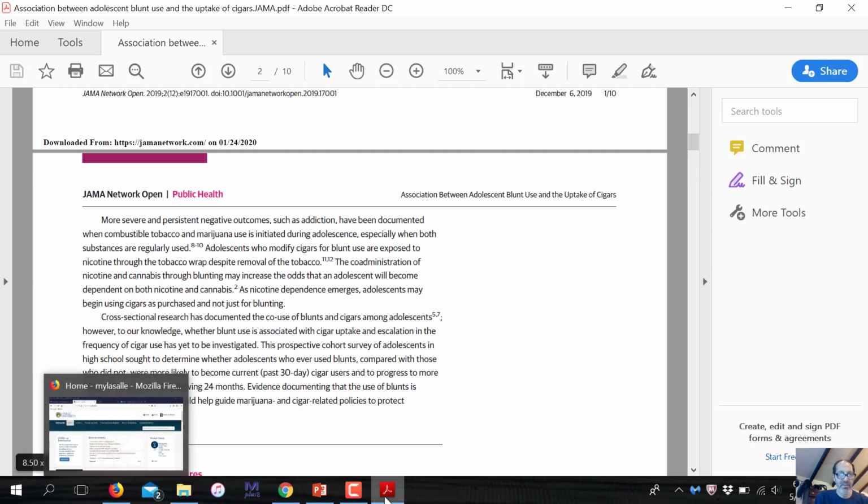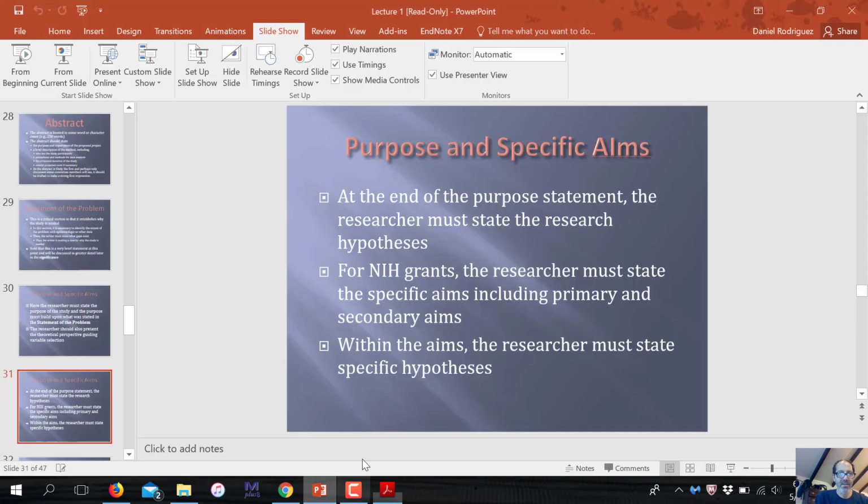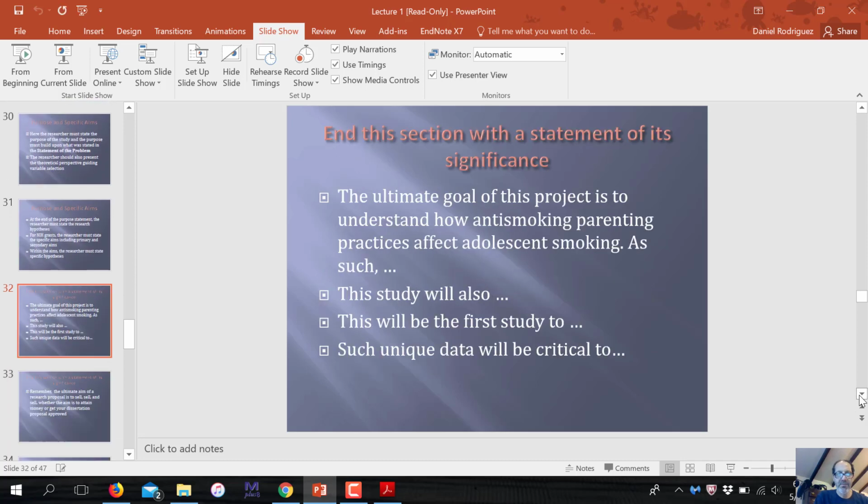All of these things we'll discuss as we move forward in much more detail. But you add what are the aims of the study. These are called specific aims. You may have one aim, you may have two aims. Like one aim may be to better understand the epidemiology of blunt use in African Americans, or to understand the epidemiology of blunt use in Hispanic males ages 18 to 22, etc. So you add those specific aims.